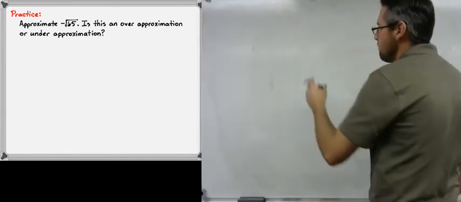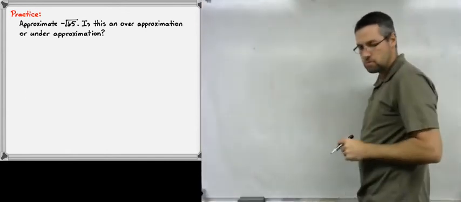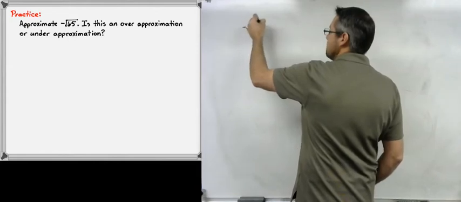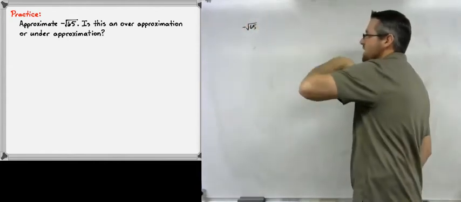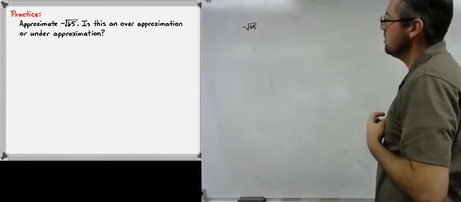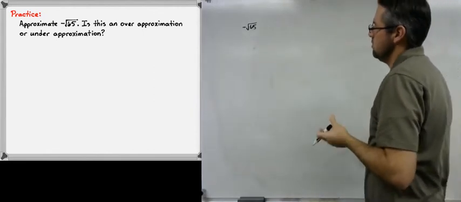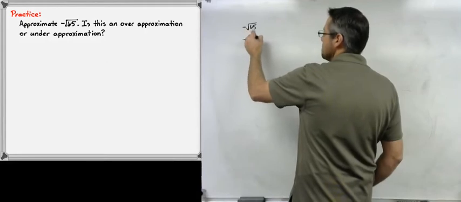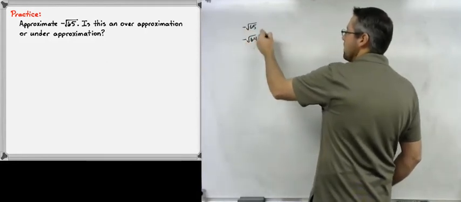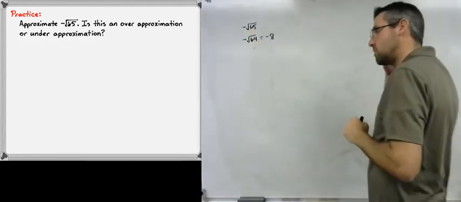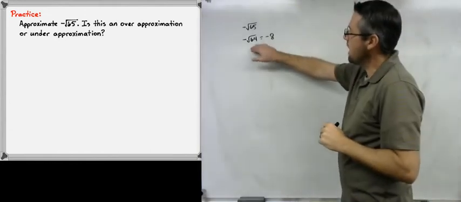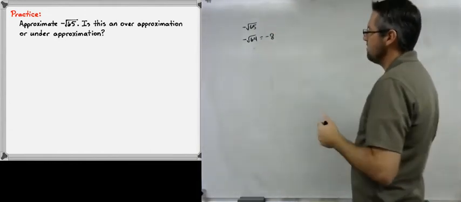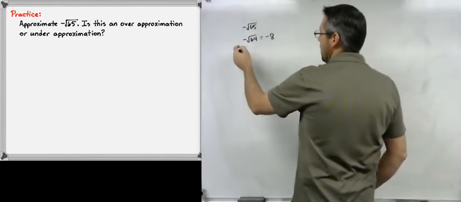All right, for this last practice problem here, we're looking to approximate the negative square root of 65. Well, we have to ask ourselves, what value do I know the answer to that's really close to that? And I do know the answer to the square root of 64, or negative square root of 64. That would be negative 8.